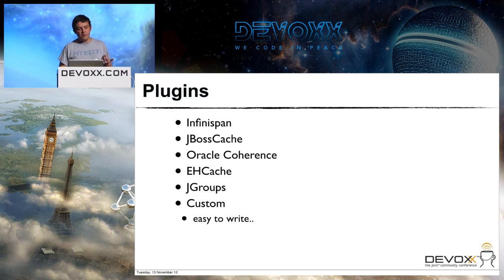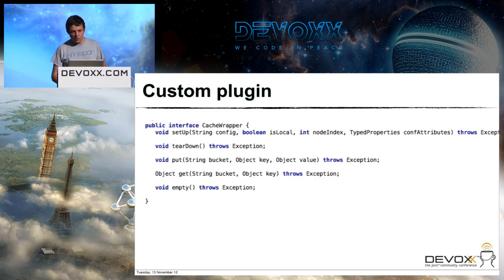This is the list of plugins we currently support: Infinispan, JBossCache, Coherence, Cache. We have a plugin for JGroups, but again, as I've mentioned, it's very easy to add your own. You pretty much only need to implement an interface. There's the cache wrapper with two methods to set up: one to start the cluster, another to tear it down and clear up the resources you allocated, and then put, get, and empty.